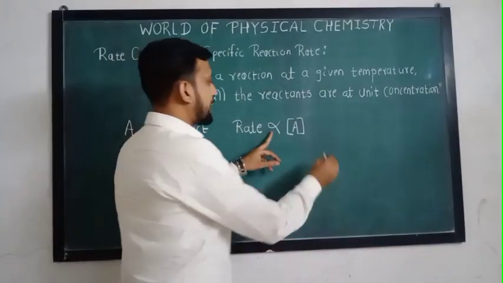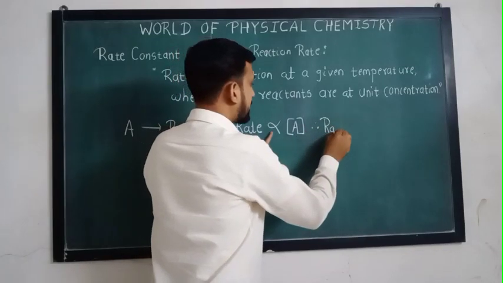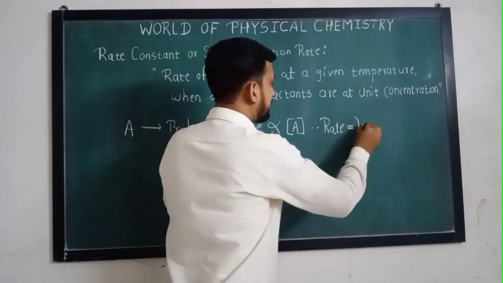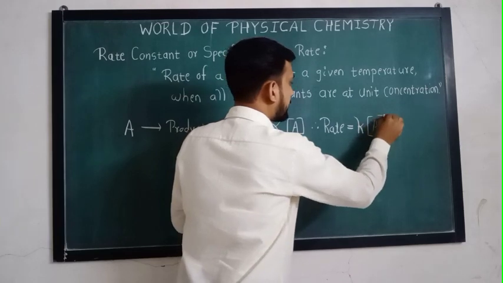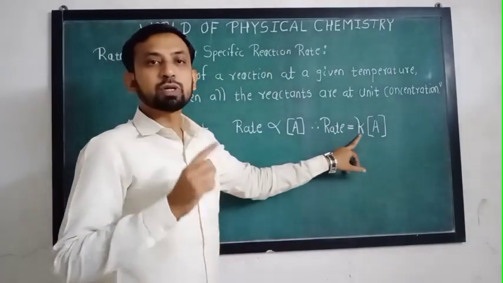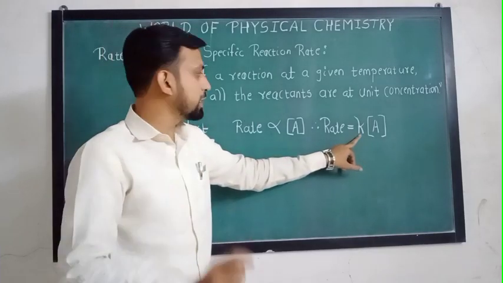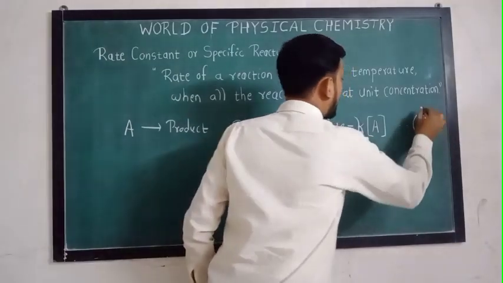Replace the proportionality sign with equal. Therefore, rate is equal to, consider some constant, here we consider K, into concentration of A, where this K is called the proportionality constant, which is further called the rate constant of a chemical reaction. I am captioning this as expression number 1.